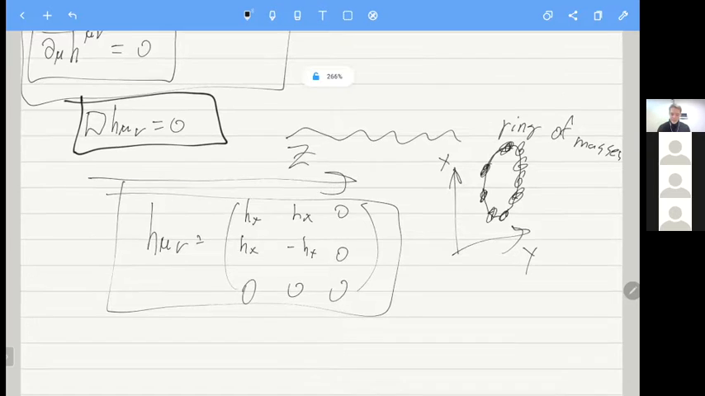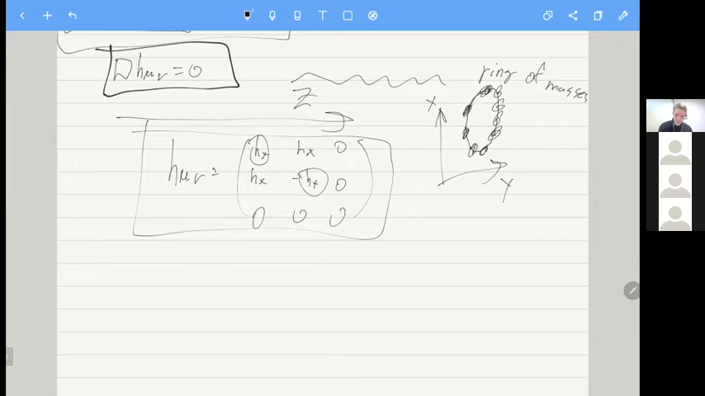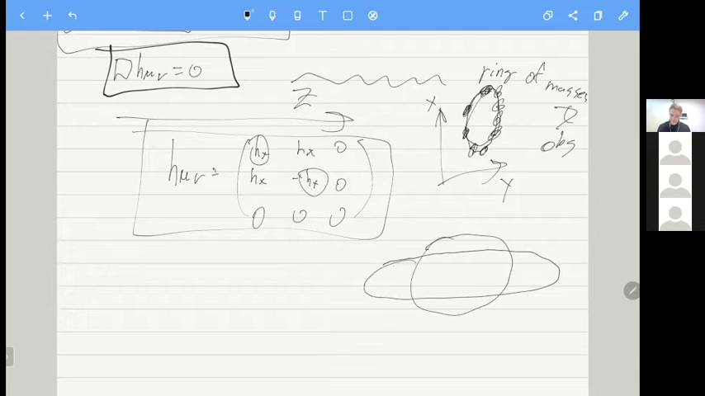So what does that mean? It basically means that let's say there is a plus polarized gravitational wave that travels through this ring of masses, and we are here as an observer. Then what happens to the ring of masses is that it will squeeze here in the y direction, and then it will oscillate and stretch in the other direction. So this is the so-called plus polarized gravitational wave.